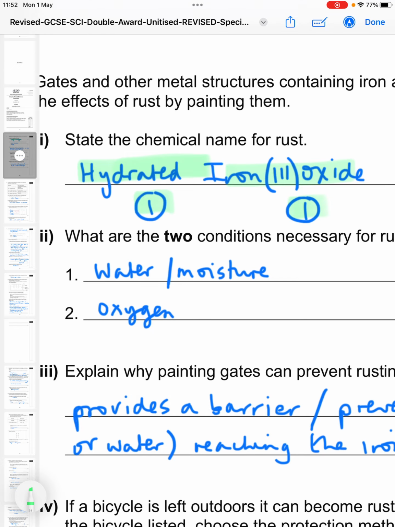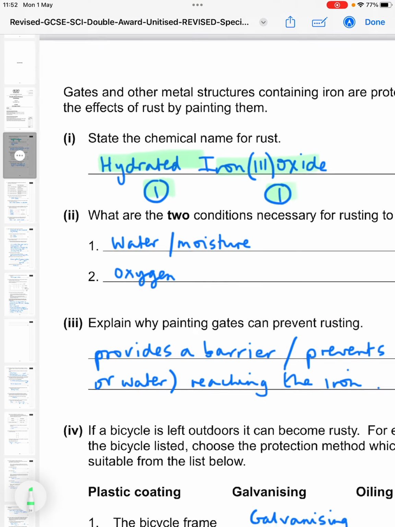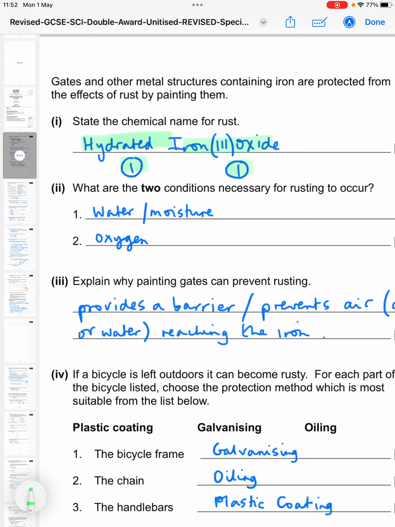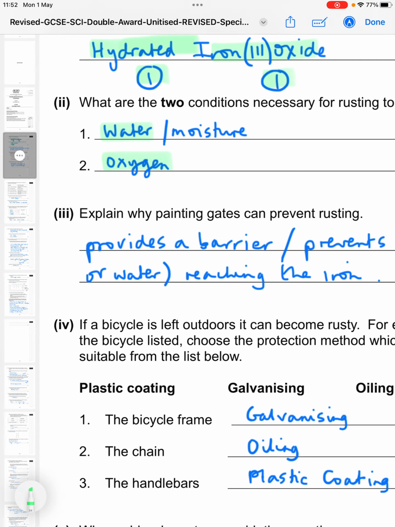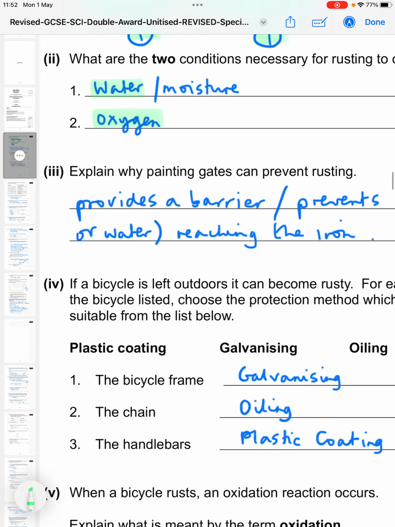So 2 parts of this. Hydrated is for 1 mark, and then iron 3 oxide is for the 2nd mark. Don't leave out the 3, you might not get your marks. What are the 2 conditions necessary for rusting to occur? Well, water and oxygen, and they will mark you correct if you write moisture, but water of course is better.